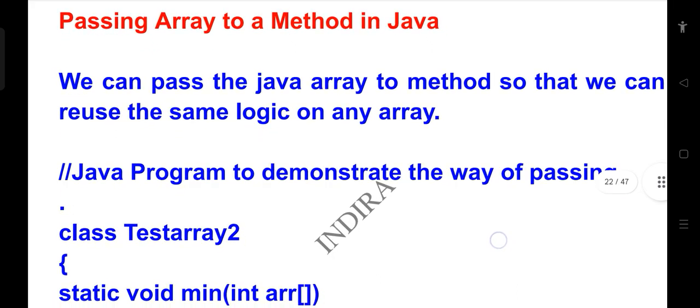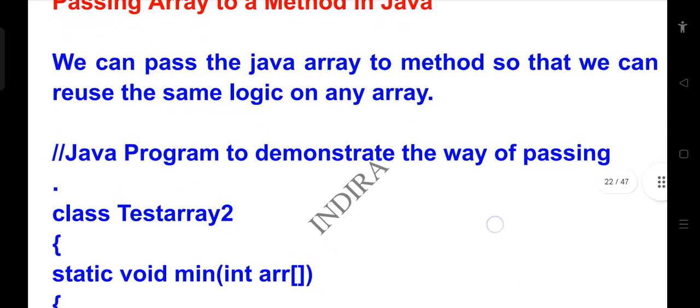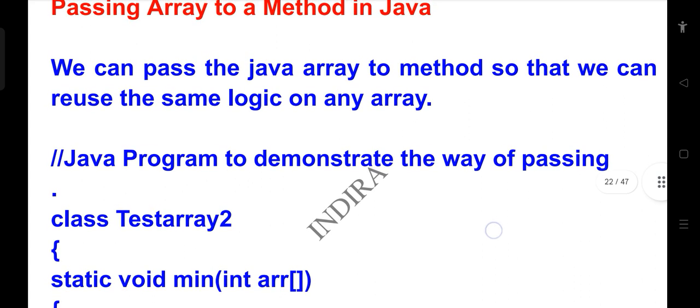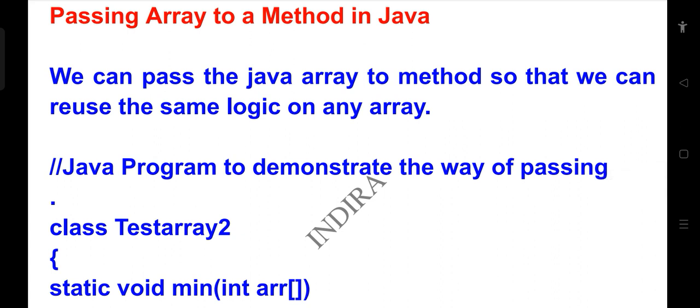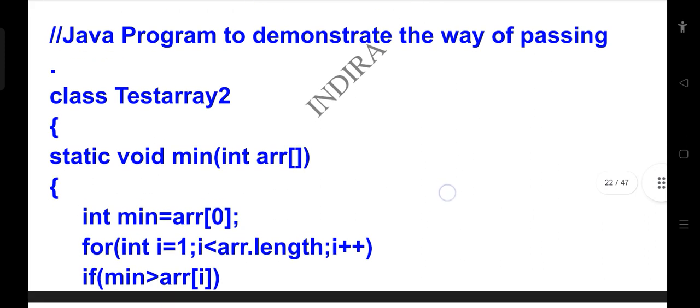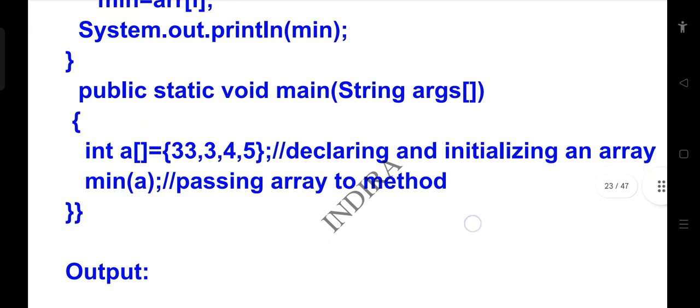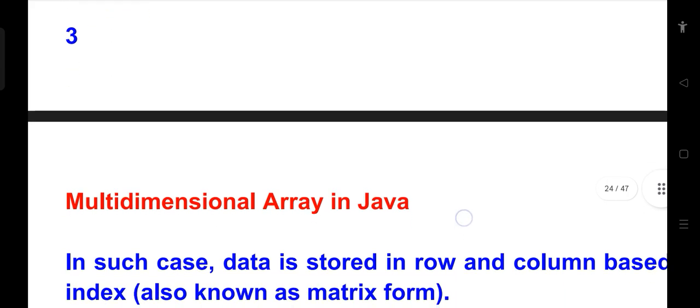We can pass the Java array to a method so that we can reuse the same logic on an array. Java array is passed to a Java method, so that we can reuse the same logic on any array. That means we can use the same function on any array. So this is the program, that means the example, and this is the output.